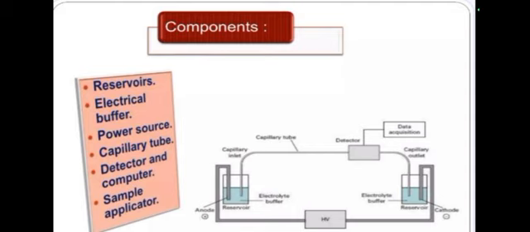Next, components of capillary electrophoresis. First, reservoirs, electrical buffers. Third, power source. Fourth, capillary tube. Fifth, detector and computer. Sixth, sample applicator. These are the components we use in capillary electrophoresis. This is the structure of capillary electrophoresis. The parts included are capillary inlet, anode, cathode, two reservoirs, buffers, high voltage, capillary tube, detector, and computer.